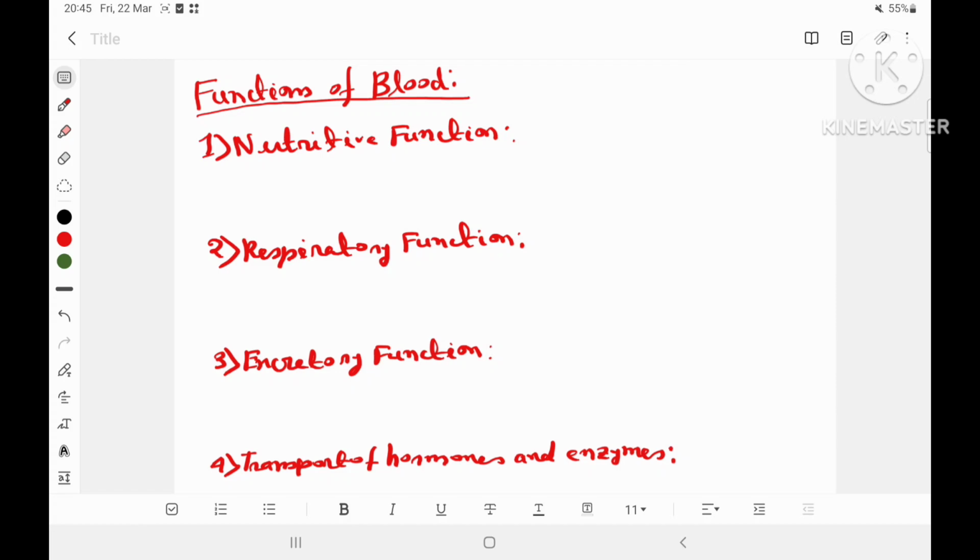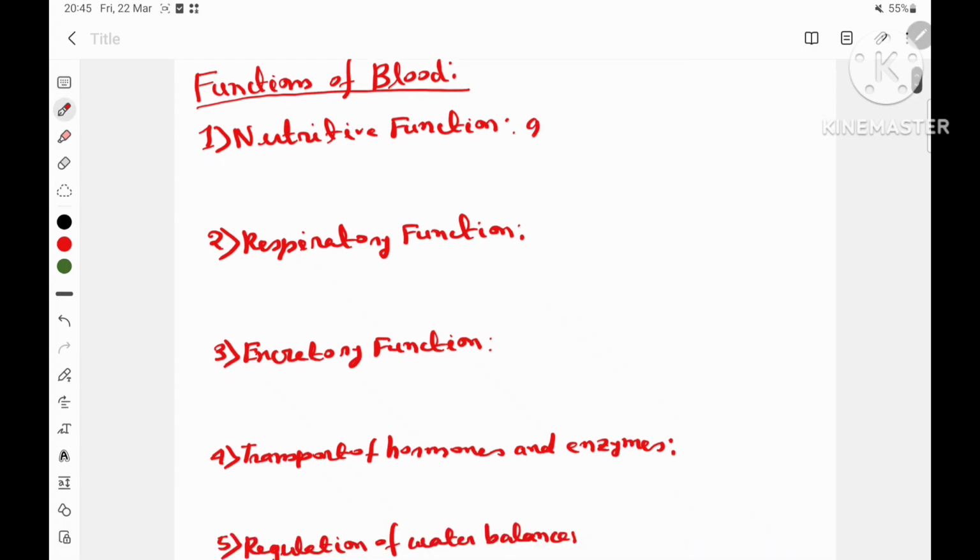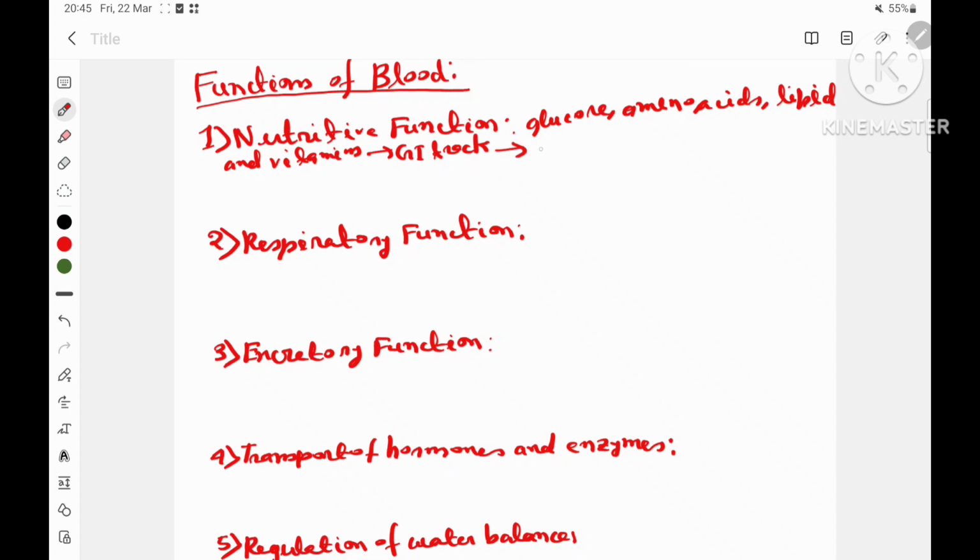First of all is nutritive function. Nutritive substances like glucose, amino acids, lipids, and vitamins derived from the digested food are absorbed from the GI tract and carried by blood to different parts of the body for the production of energy and growth.